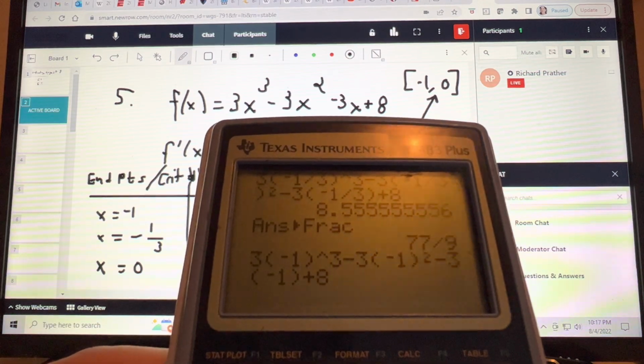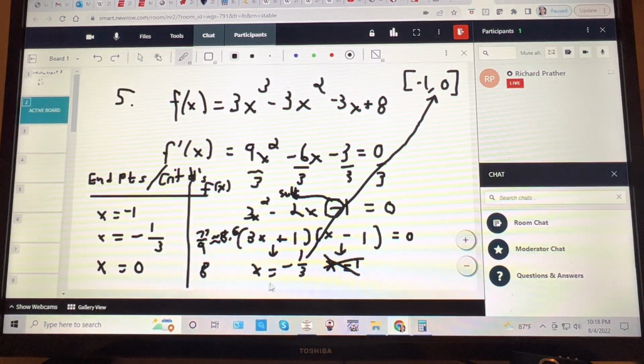So now doing f of negative 1, I get 5. So once you have your list of all possible endpoints and critical numbers inside the interval, these are your only chance to have absolute max or mins, and you're guaranteed to get an absolute max and an absolute min. So they're unique in their value. 5 is the absolute minimum value because it's the smallest number in this possible list. And then this 8.6, which we're going to call 77/9, that's the absolute maximum.